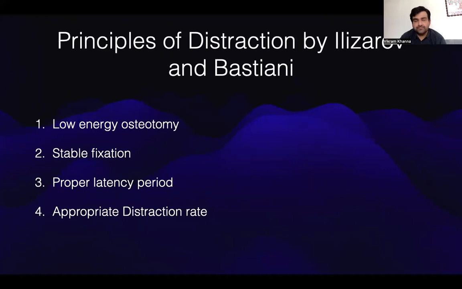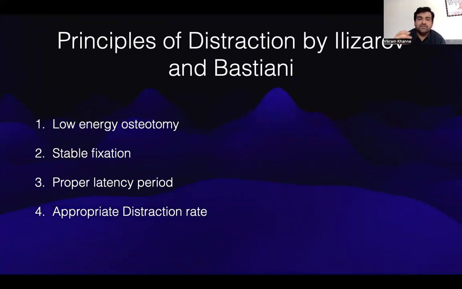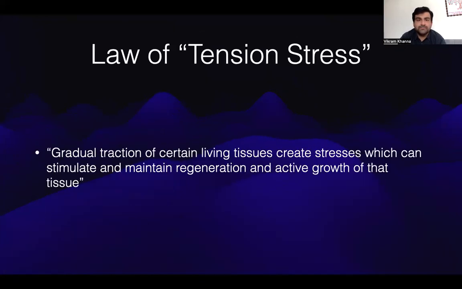Principles of distraction. For good distraction osteogenesis to occur, the osteotomy has to be low energy so as to protect and preserve the soft tissue and the periosteum. It needs to be fixed stably. Both the fragments have to be fixed stably so that the regenerate quality is good. After the osteotomy, a proper latency period should be there, depending on the amount of damage, the age of the patient, and the location in the bone, and an appropriate distraction rate should be used.